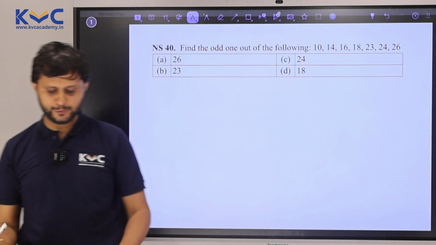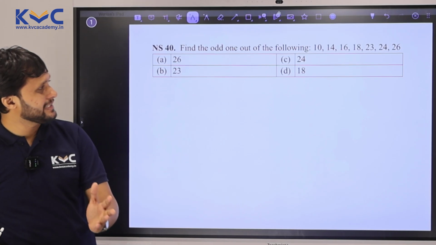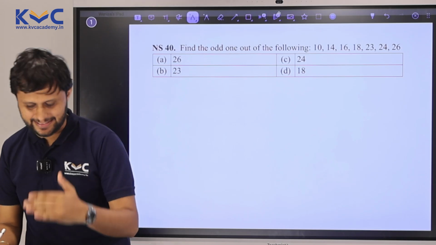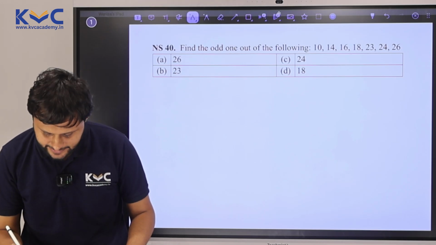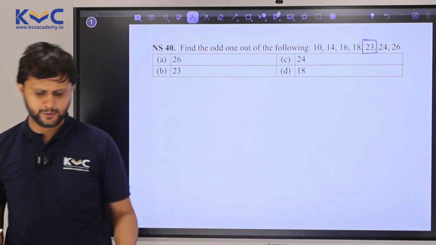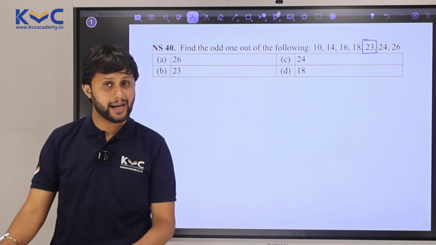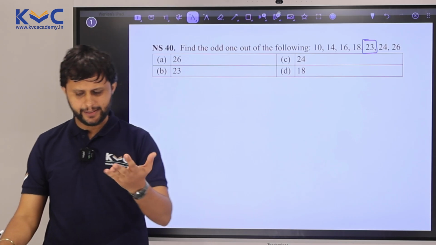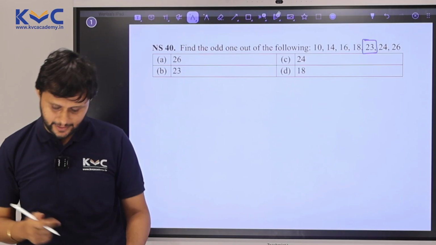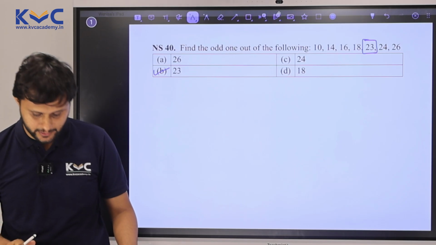Next question number 40. We have 10, 14, 16, 18, then we have 24 and 26. So what is missing? This is an odd number. Also, I think there is a particular sequence. 10 plus 4 is 14, 14 plus 2 is 16. May not be the sequence, because again we have plus 2, 18. And then it should have been either 20, 22, one of them. Then we have 24 and then we have 26. But whatever it is, 23 is an odd number. We'll pick 23 to be the right answer.